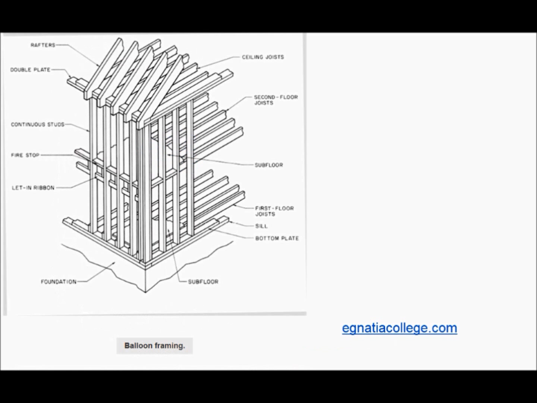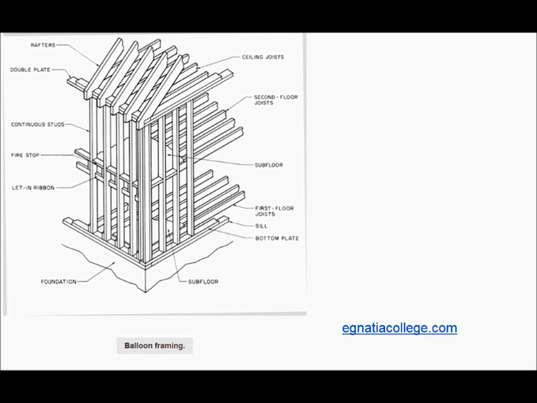Balloon framing. In balloon framing, the exterior wall studs are continuous from the foundation to the top of the wall. Floor framing at intermediate levels is supported by let-in ribbon boards. This is a board that fits into a notch in each joist and forms a support for the joists.